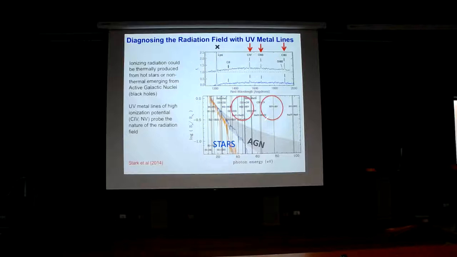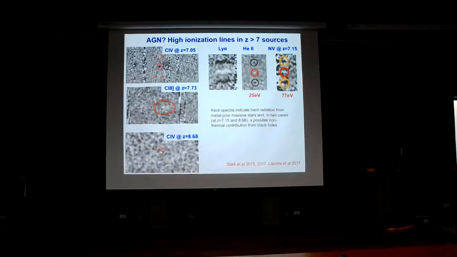But some of the lines may tell us that there are black holes in the early universe. And sure enough, we see some of these intense lines with very high ionization potentials that tell us that there's a contribution from black holes, even at early times.